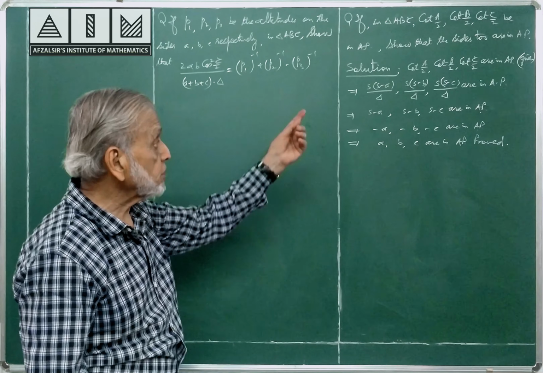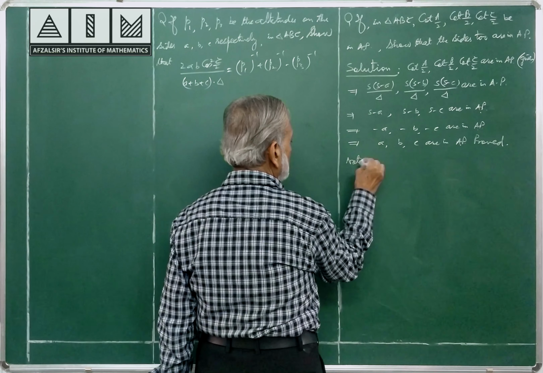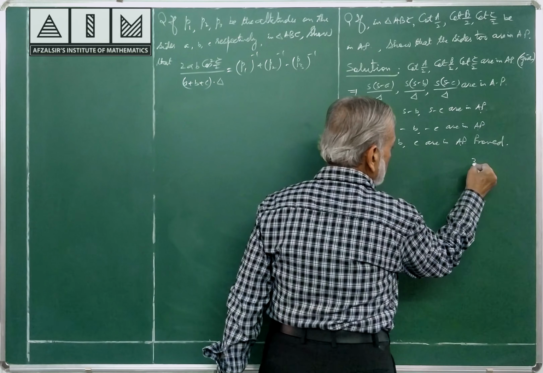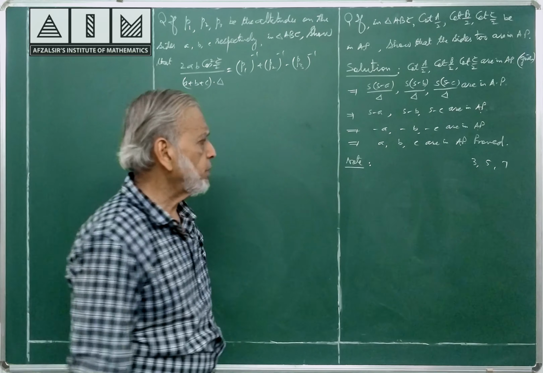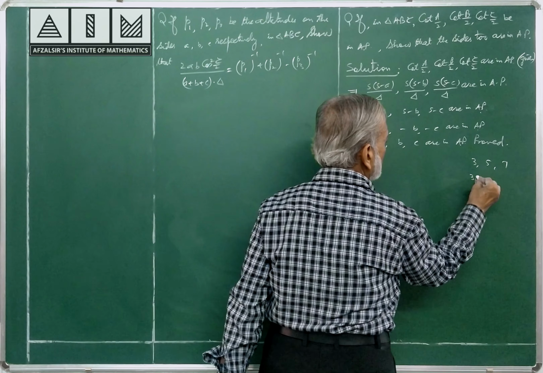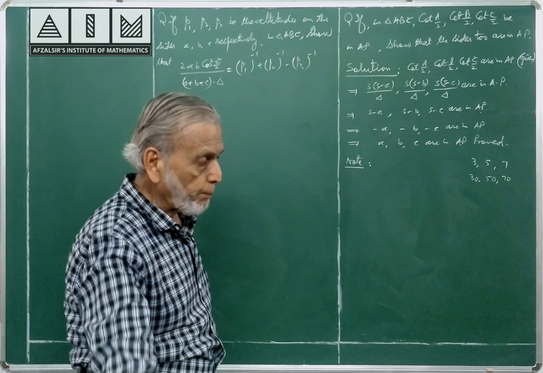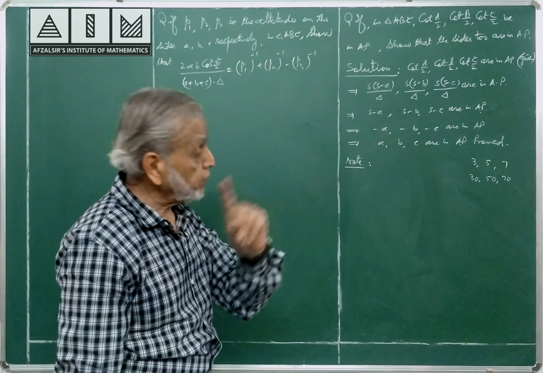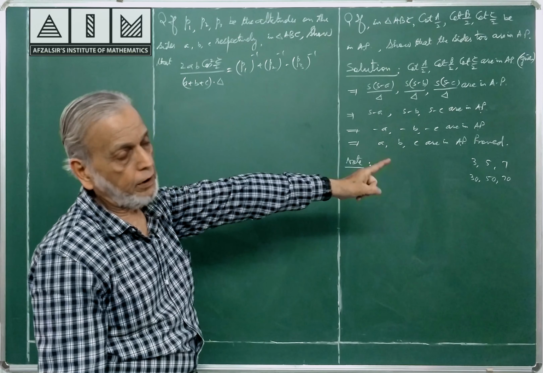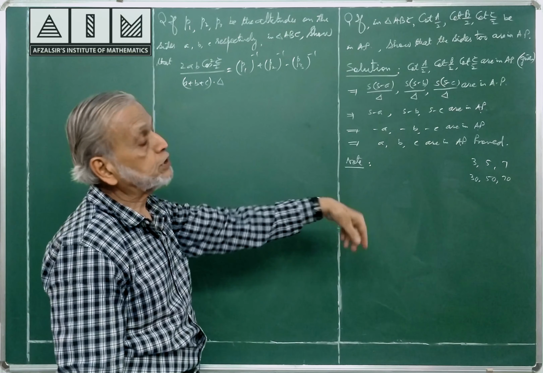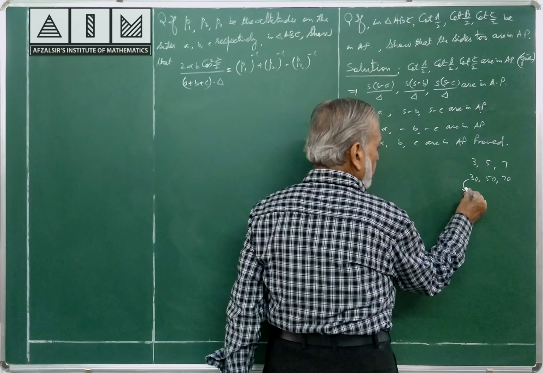I have to say a lot of things about it now. Please see. Regarding AP, please see here. 3, 5, 7 are in AP. If I multiply all by a common number, say I am multiplying by 10, they still are in AP. It means if the terms of an AP are multiplied by a constant, I repeat, if the terms of an AP are multiplied by a constant, the resultant numbers too will be in AP. Same thing if you divide all these by some common number, say 5.